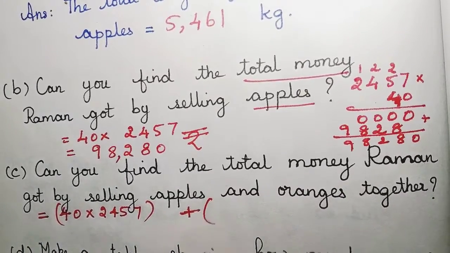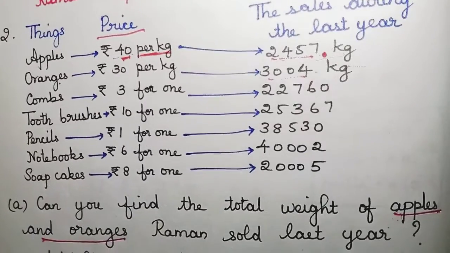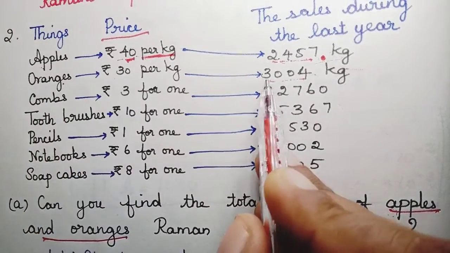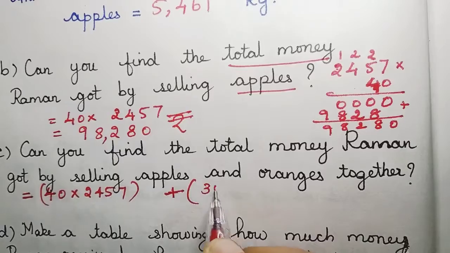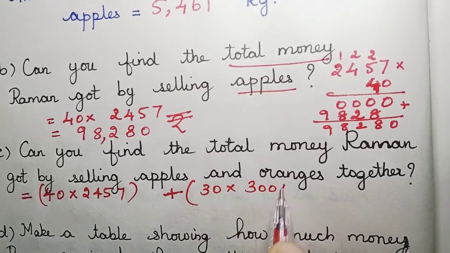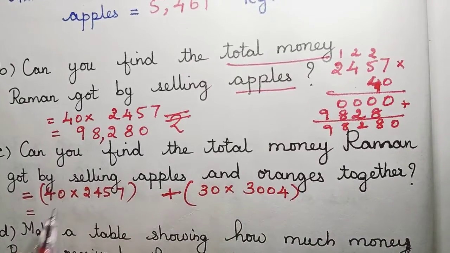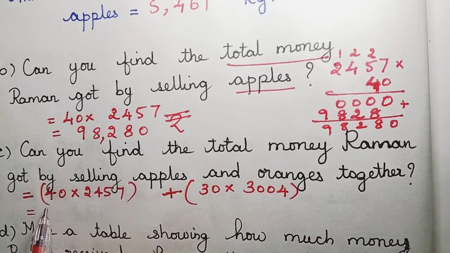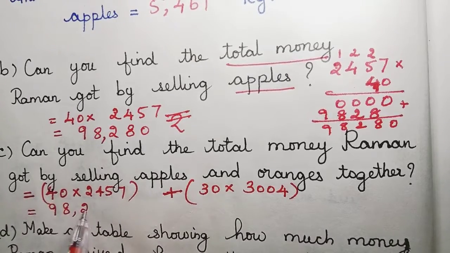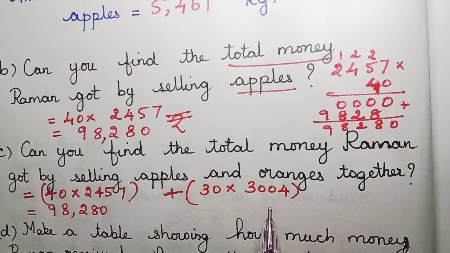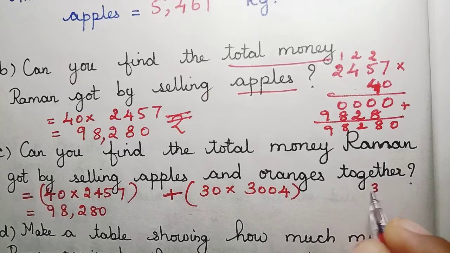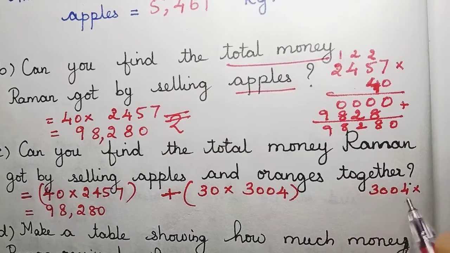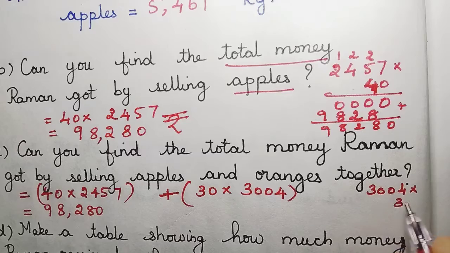Then for oranges, we will find out what's the value. For oranges, it is 30 into 3,004. Okay, we will write it here. 30 into 3,004. Okay. So you know the value of 40 into 2,457. So we will write it as such: 98,280. And we will find out the value for 30 into 3,004. So what is the value of 3,004 into 30? So you can write like this also.